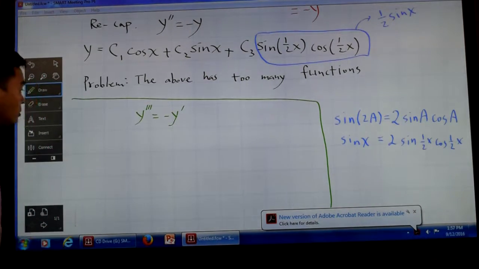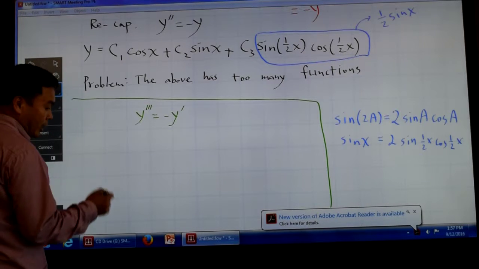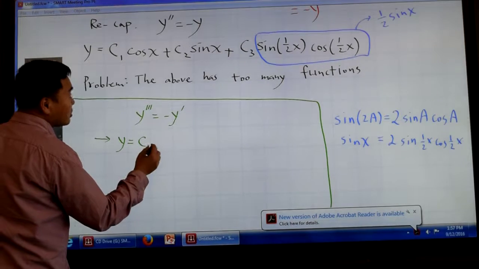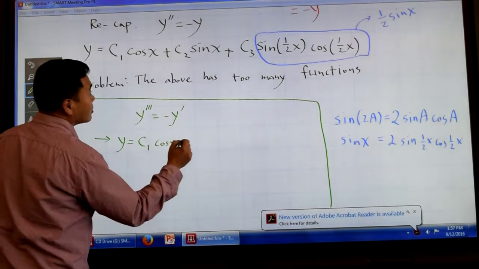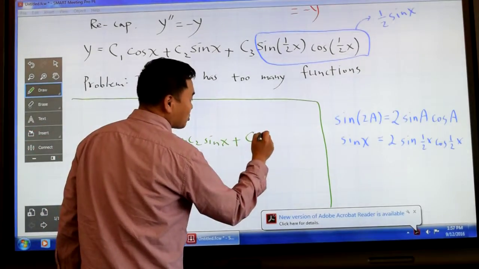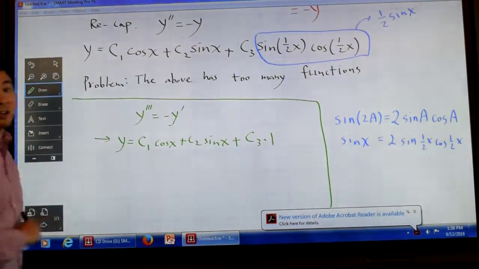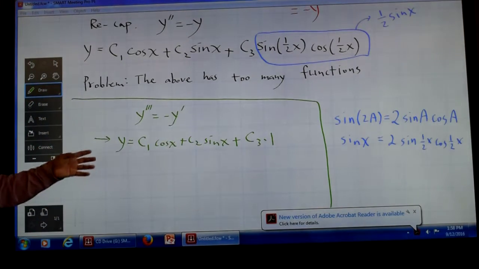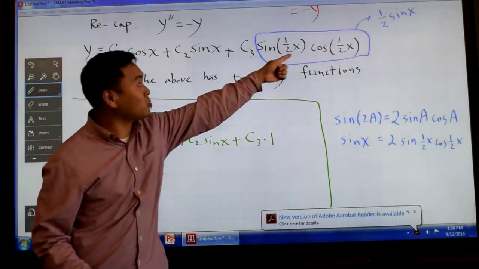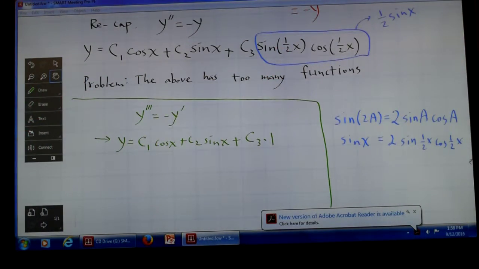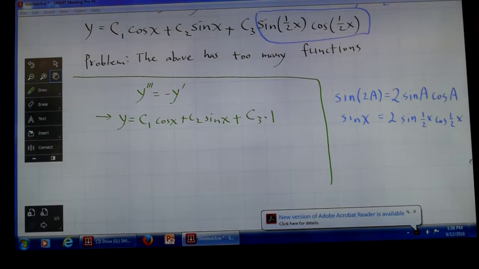Is that right? y equal to 1 will be a solution to this because both sides will give you 0. Right? So what we really want to say is y is c1 cosine x plus c2 sine x plus c3 times 1, because 1, sine x, and cosine x are really different functions, and you have 3 different ones. And if you chose this instead, it will be wrong. Okay. So it does cause some serious problems when we try to guess.